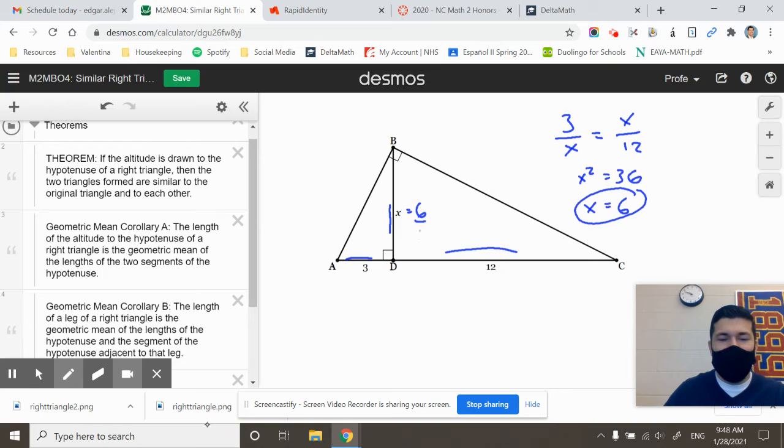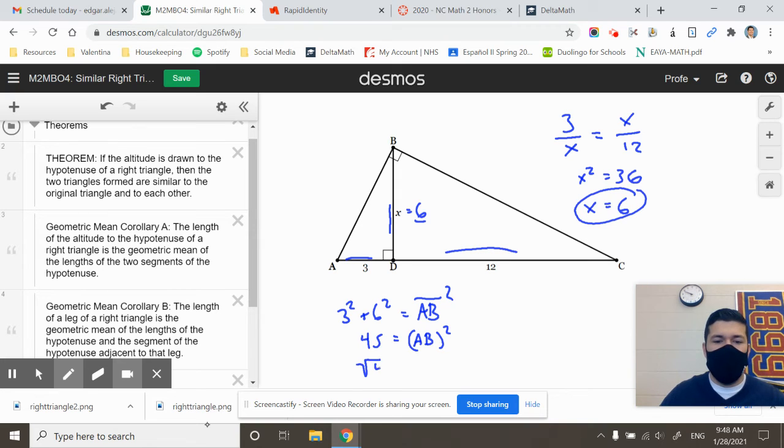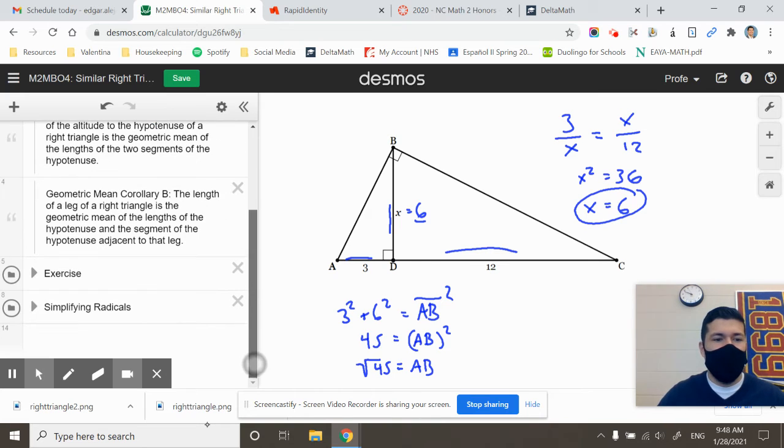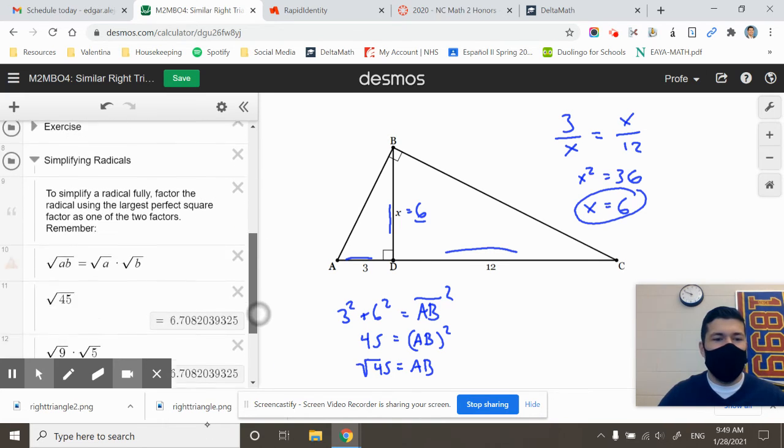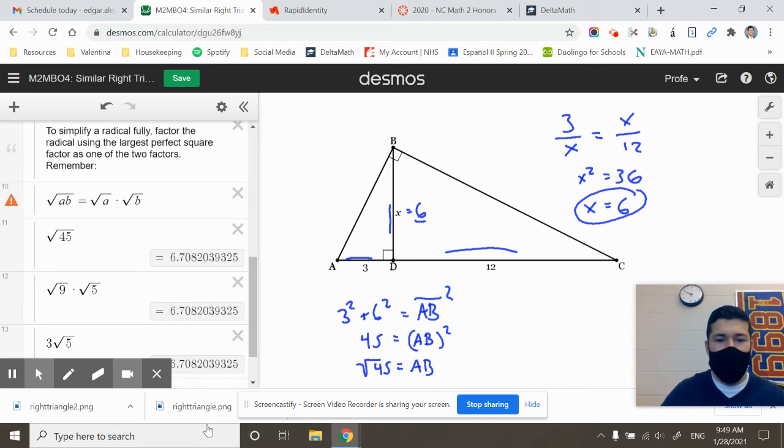All right, and that's pretty cool. After that, if we want to, we can find the hypotenuse for either of these, and we can do that through the Pythagorean theorem. So we can say 3 squared plus 6 squared, for example, to find AB squared. So we can say that 45 equals that side AB squared. So I can take the square root of both sides. So the square root of 45 is the length of AB. We can notice that's a never-ending decimal. That's 6.70, a lot of decimals repeating.